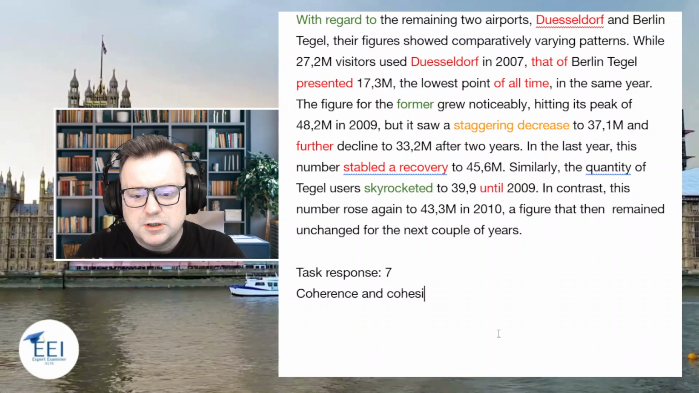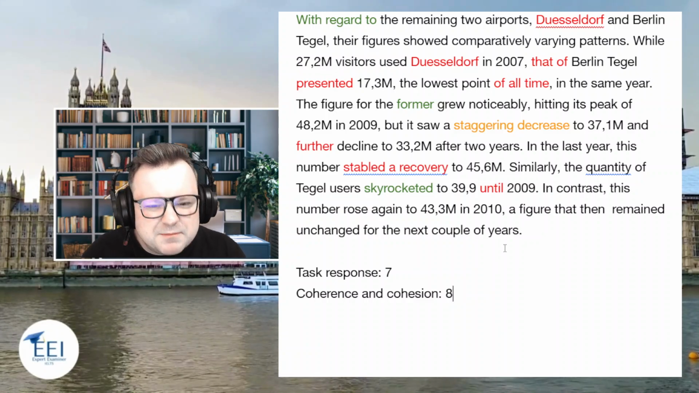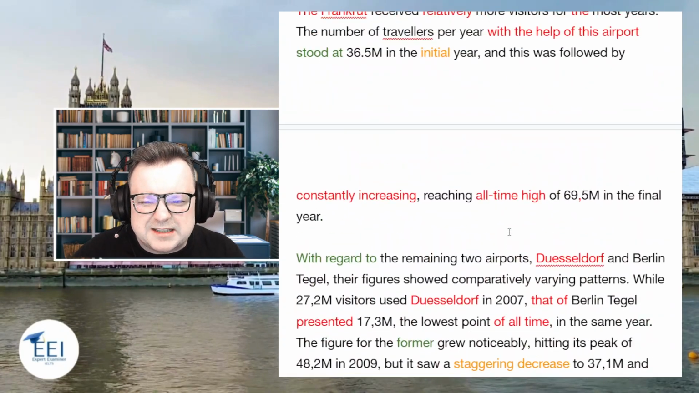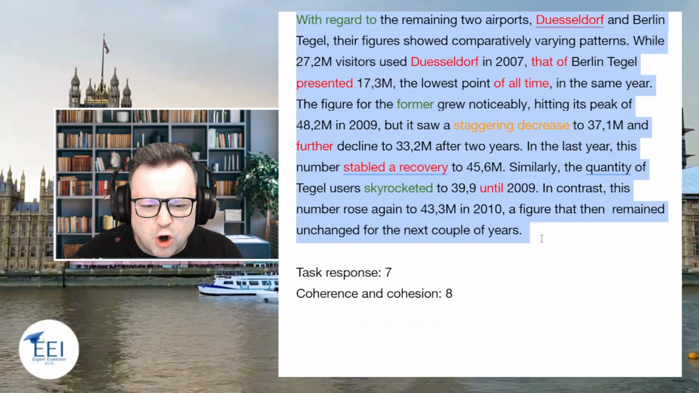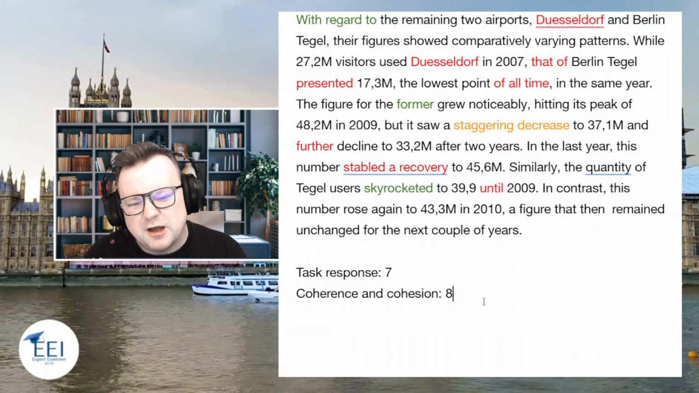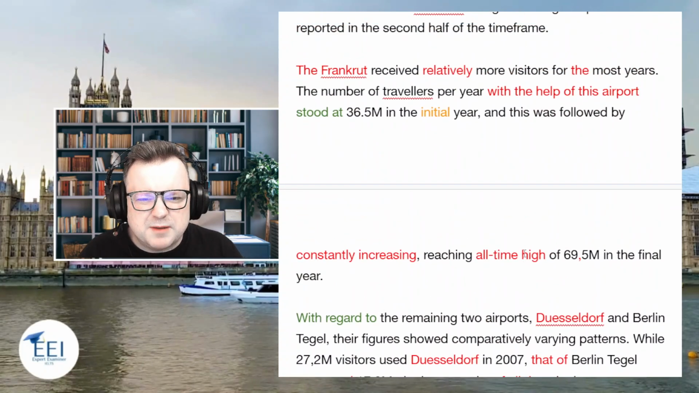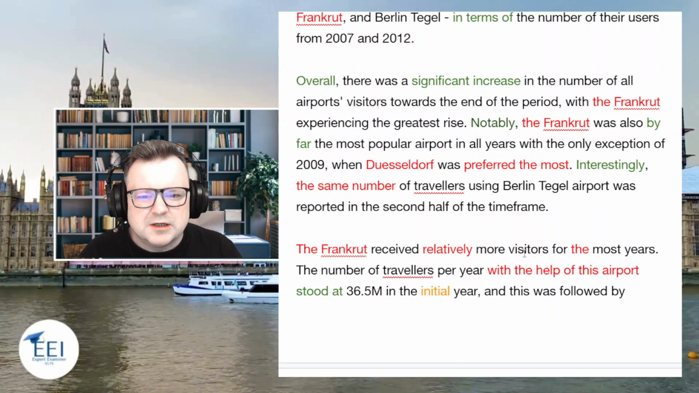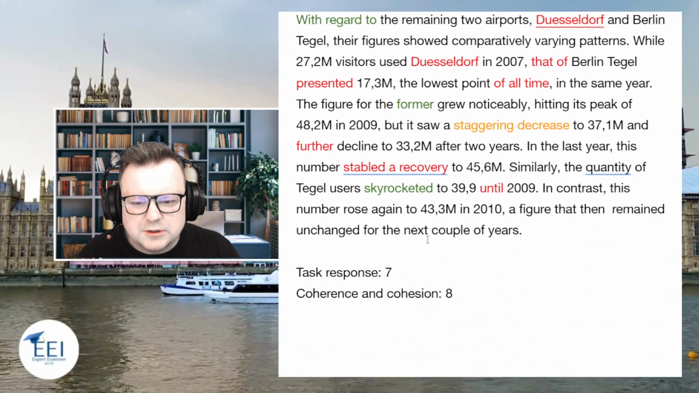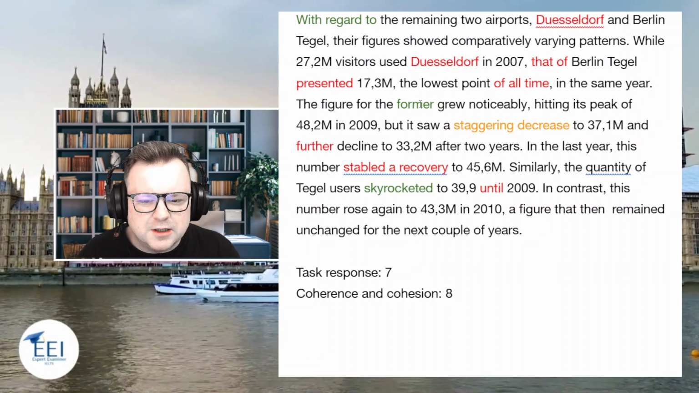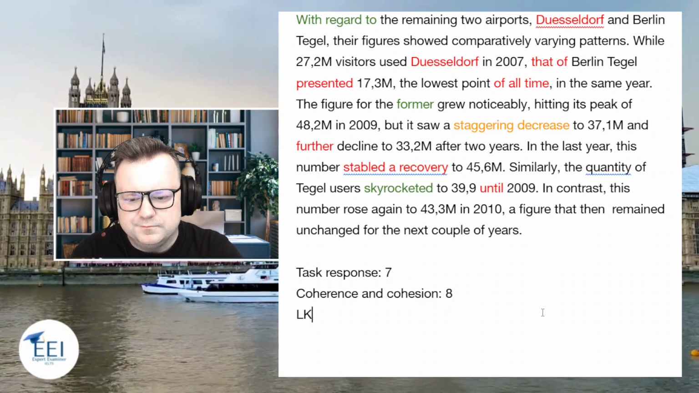Coherence and cohesion, I think there is enough for an 8 there. The only thing I maybe don't like is the balance. Body paragraph 1 is so short, and then body paragraph 2 is so long, and you should only write 150 words, or at least 150 words, and going to 250 just feels a bit long. So maybe it's not quite as concise as it could be. But in terms of the development, the signposting language is beautiful, notably overall, with regard to the former. All of that is very, very good stuff. So coherence and cohesion for me is 8.